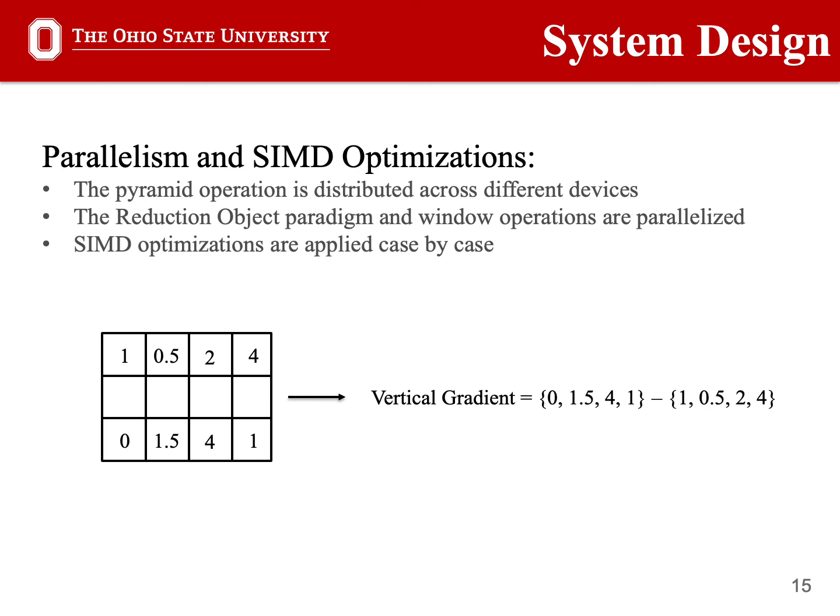There are 3 levels of parallelism in our implementation. The pyramid operations, as we have discussed, is distributed across different hosts. On each device, we map the reduction object paradigm and the window operations to different cores using OpenMP. Finally, on the lowest level, we further optimize the applications with regular access patterns using SIMD instructions. For example, the calculation of vertical and horizontal gradients in the HOG feature selection algorithm can easily be SIMDized.